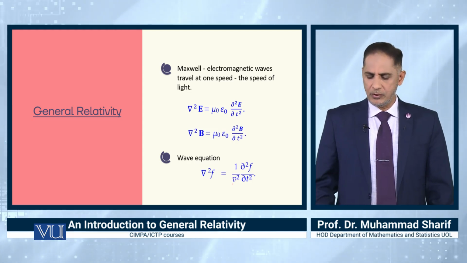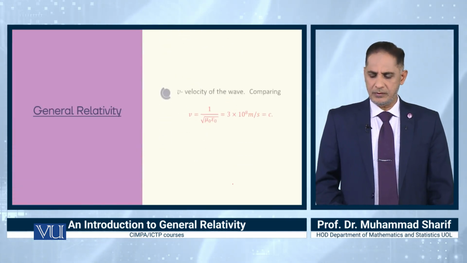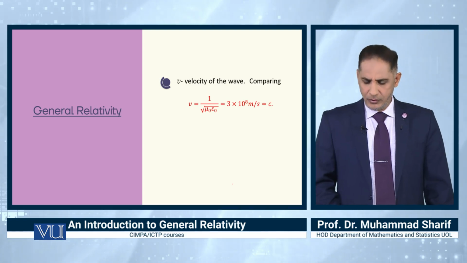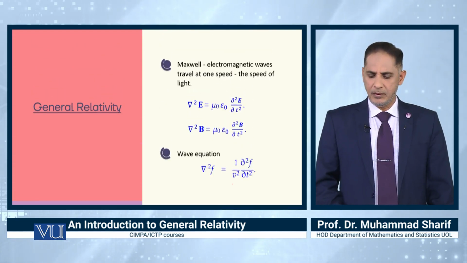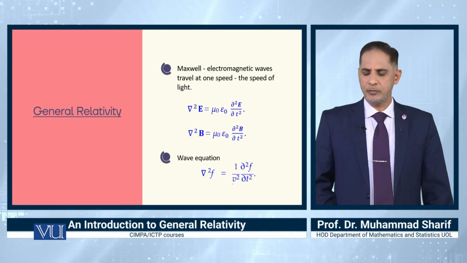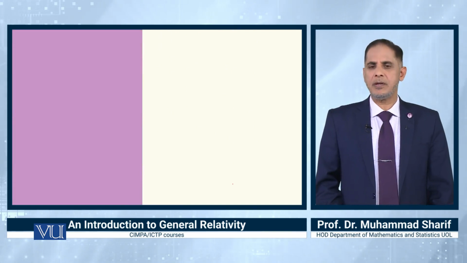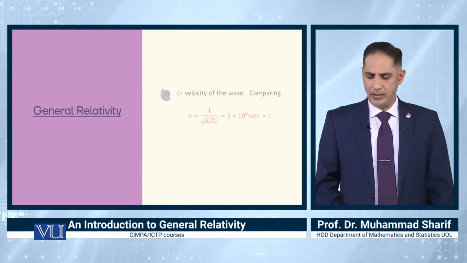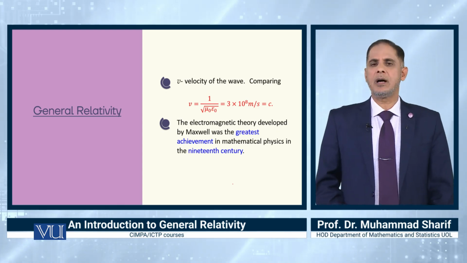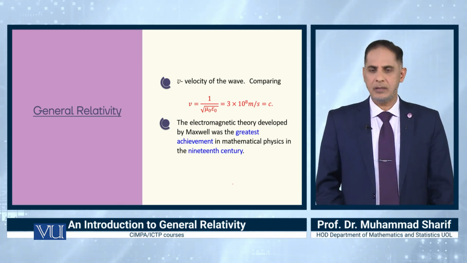So, if we compare these two equations, we find that v is equal to c, that is the speed of light. So, Maxwell found that electromagnetic waves travel at a constant speed, that is the speed of light c. So, this is a very good result in the theory of electromagnetism, and this was called the greatest achievement in mathematical physics in the 19th century.